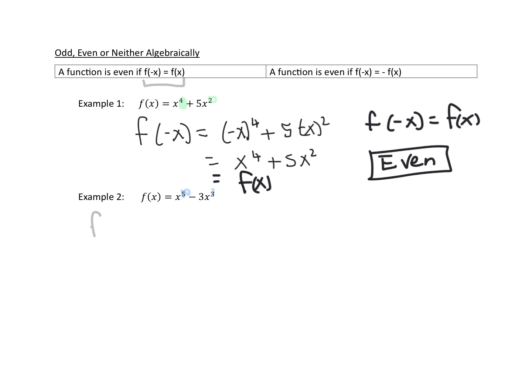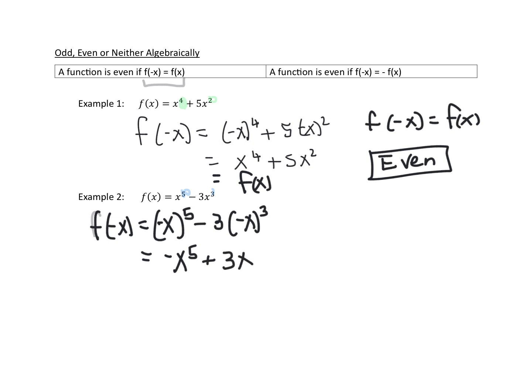That's how I show it. So this is going to be f of -x is equal to (-x) raised to power 5 minus 3 times (-x) raised to power 3. If you raise a negative to an odd power, it's still going to be negative. So this is going to be -x to power 5, and this is going to be positive because it's a negative and a negative, 3x to power 3.